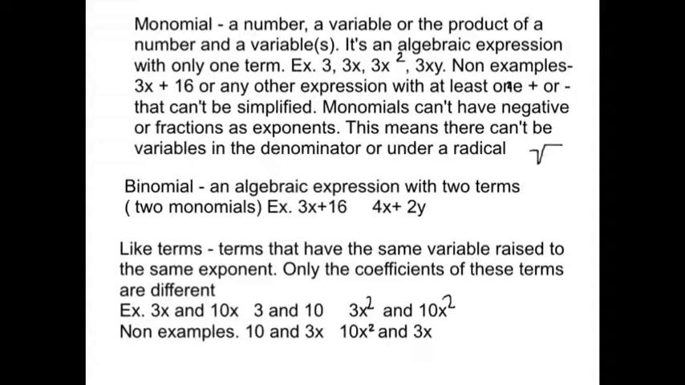If you look at the examples, it's 3 because it's a number, 3x because it's the product of a number and a variable, 3x squared, 3xy. Those are numbers and products of numbers and variables. X by itself is a monomial. It's an algebraic expression that has just one term. And when we say term, we mean you don't see a plus, you don't see a minus.